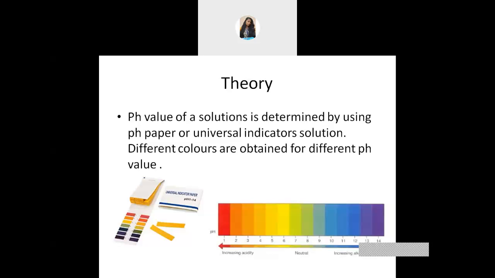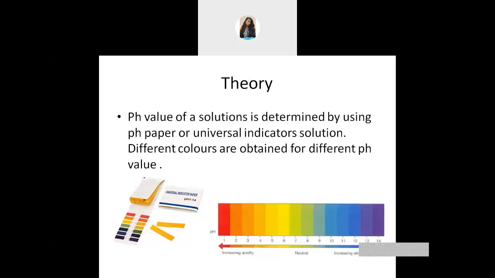The examiner will provide you some solutions, and you have to check the pH value of each and every solution, and they will also provide you the pH paper. So what is the pH scale now? For you diploma students, you only have to know what pH value is, from where we can determine whether the solution is acidic or basic in nature.